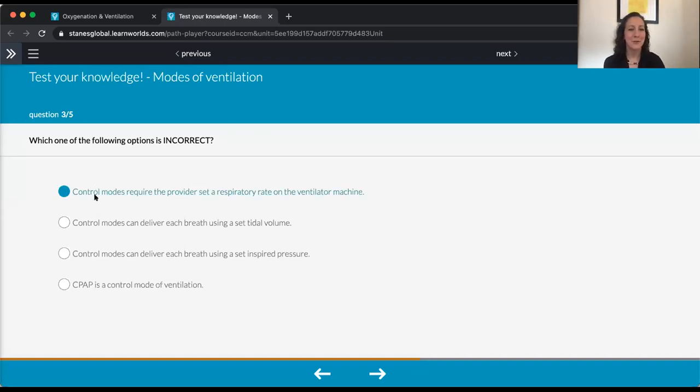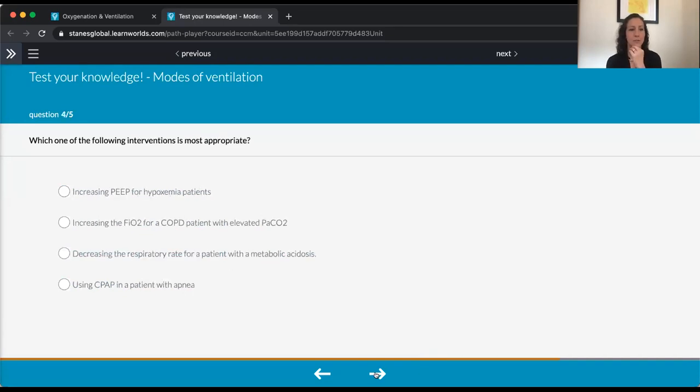All right, control mode. So CPAP is not a control mode of ventilation, that means it's a support mode of ventilation. So this statement is incorrect, but that means that these first three options are correct. So control modes require the provider set a respiratory rate because it's a control mode. It can deliver breaths using set tidal volume or set inspired pressure. Perfect. All right, next question, almost done.